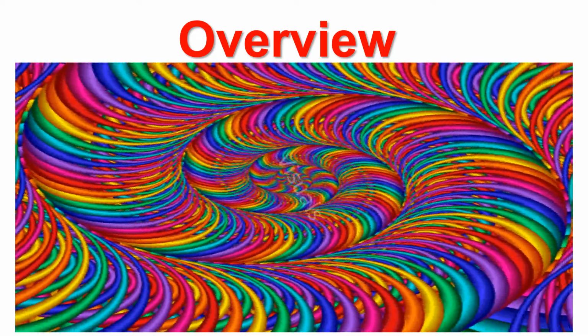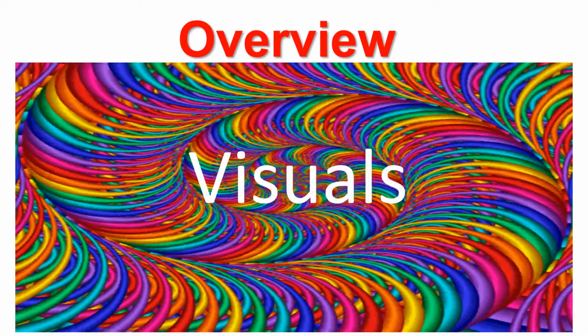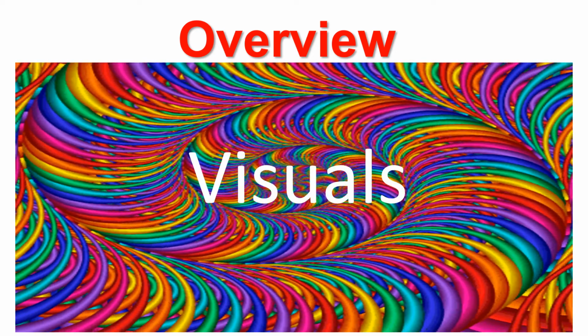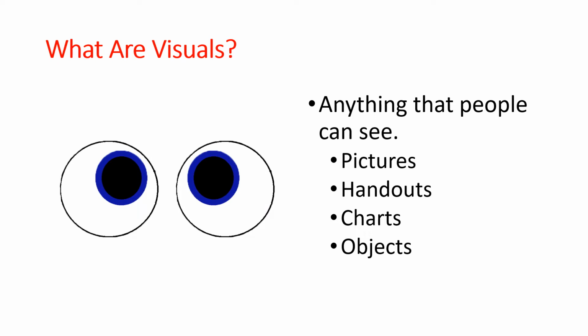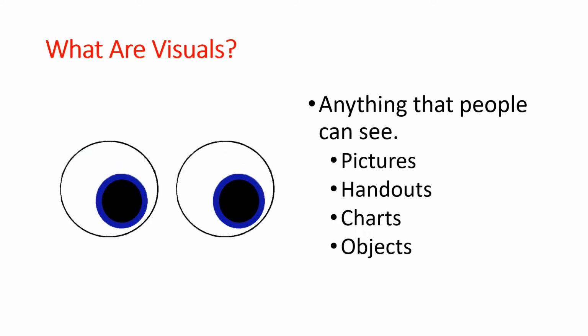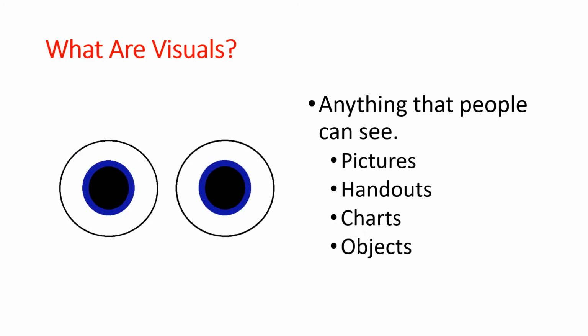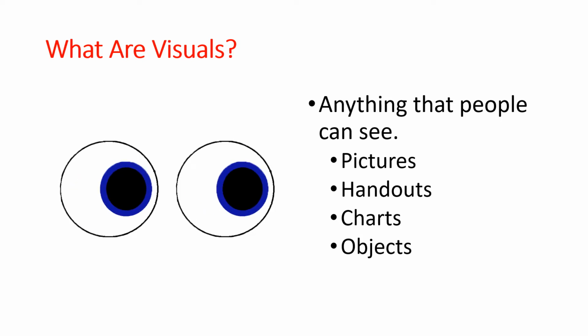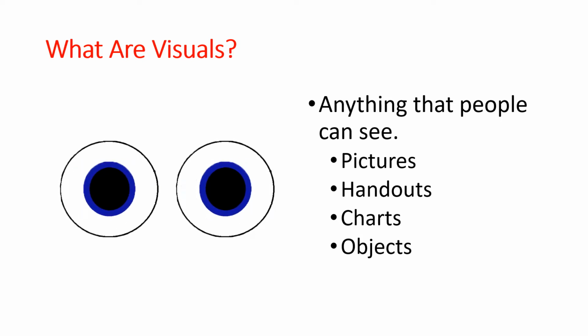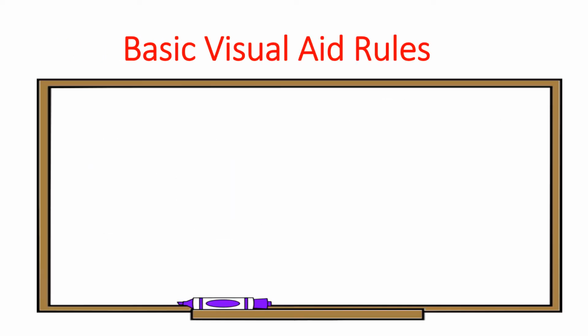This video is about visual aids and how to use them effectively in a presentation. So what are visuals? Visuals are anything that people can see. For example, it could be pictures or handouts, charts, objects. In your hobby project, visuals were the materials that you used.